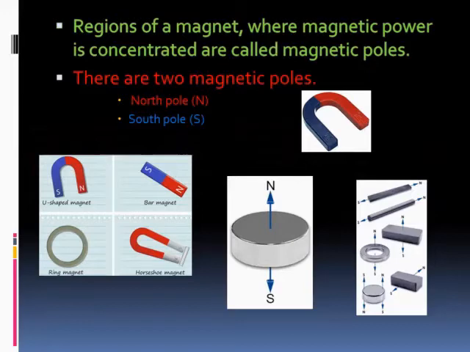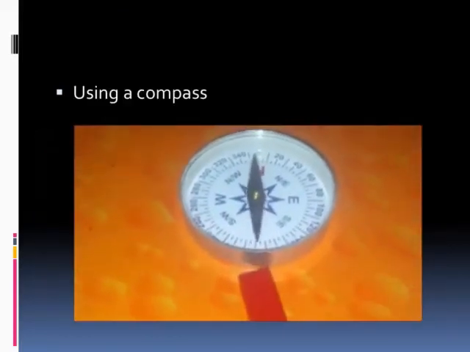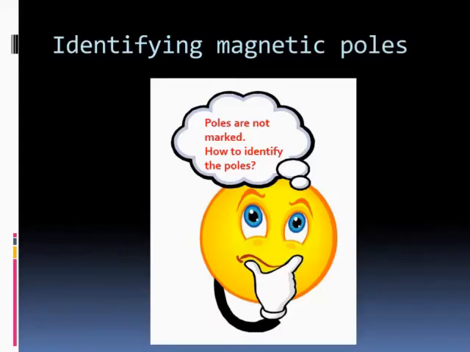Regions of a magnet where magnetic power is concentrated are called magnetic poles. There are two magnetic poles, North Pole and the South Pole. They are marked on the magnet as N and S. But if they are not mentioned on the magnet, how to identify magnetic poles?